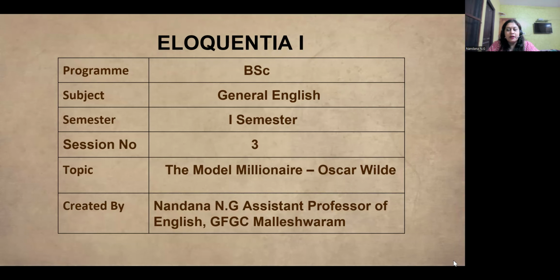The Model Millionaire, a short story by Oscar Wilde, is one of the lessons included in the general English text. This is the third session pertaining to the lesson. In the previous two sessions, we have dealt in detail with the author, the purpose of the author, and also the contextual interpretation of the lesson was done. And this is the third session. I shall be hosting this session. I'm Nandana NG, Assistant Professor of English, Government First Grade College, Malleshwaram, Bengaluru.